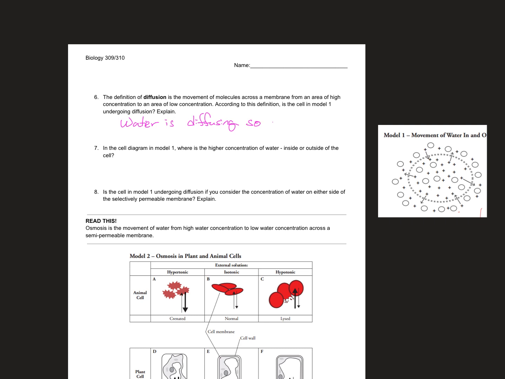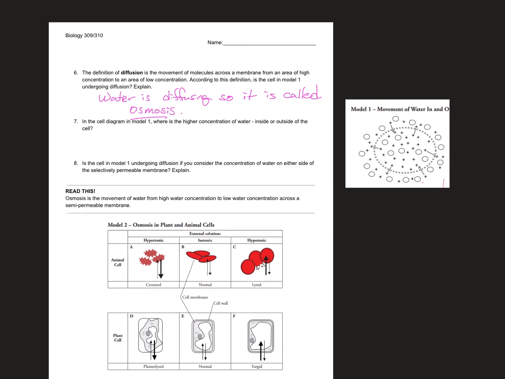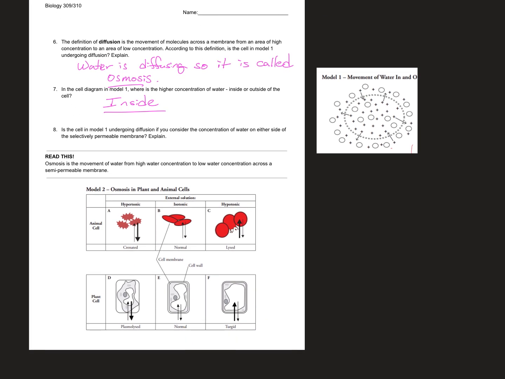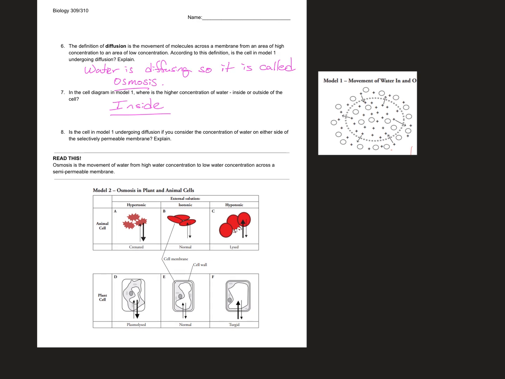So it is called osmosis. Osmosis is the diffusion of water, and that's what's happening here. In the cell diagram Model 1, where is the higher concentration of water, inside or outside the cell? I believe we said the higher concentration is inside, and you saw me draw it out and count them for you. Is the cell in Model 1 undergoing diffusion if you consider the concentration of water on either side of the selectively permeable membrane?